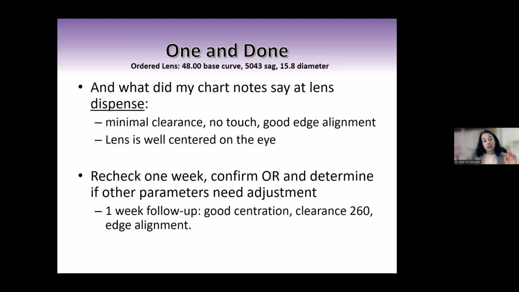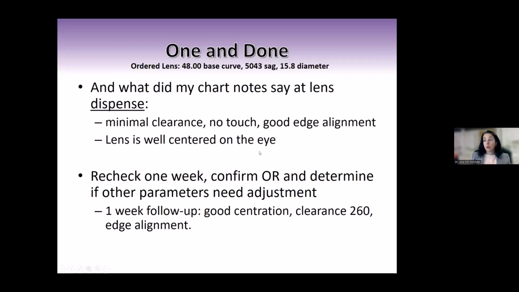So I sent the patient away for a week and then had them come back and then checked everything at 1 week. And what did my 1 week follow-up say? It said good centration, clearance is at 260. Look at that. I really did increase that well. Good edge alignment, no problem. Moved forward with that lens. So because I was patient, I didn't end up having to adjust any parameters.